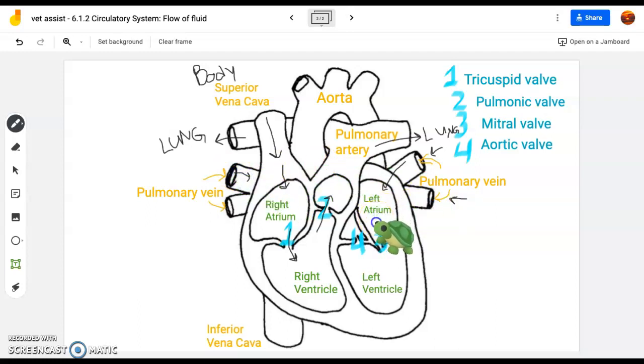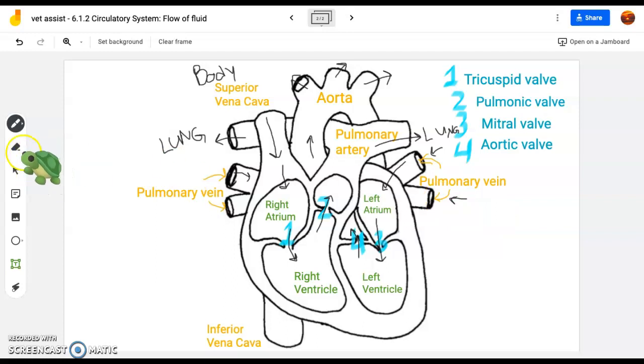From my left atrium, it goes through my mitral valve into the left ventricle. From the left ventricle, it goes up through the aortic valve and then through the aorta and out into the rest of the body again. Okay. So then that is the cycle or the flow of the blood.